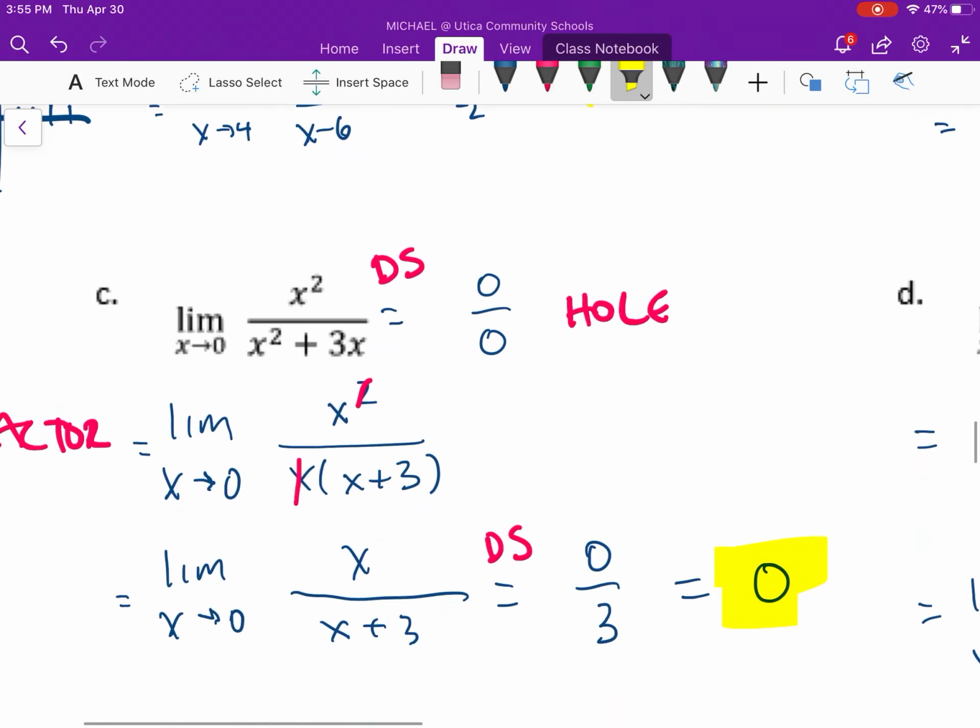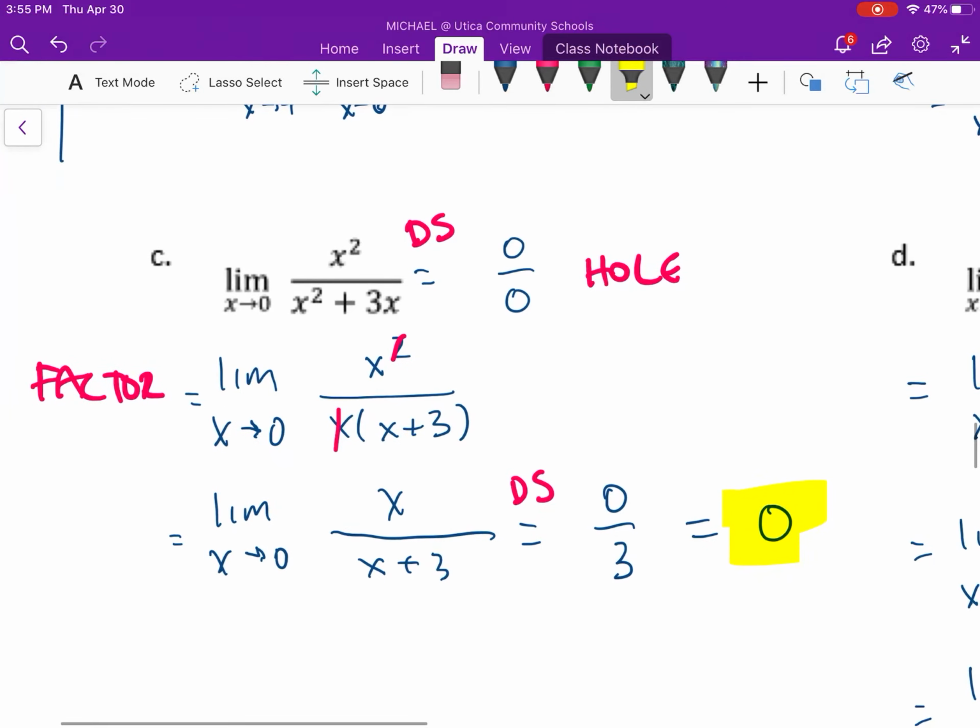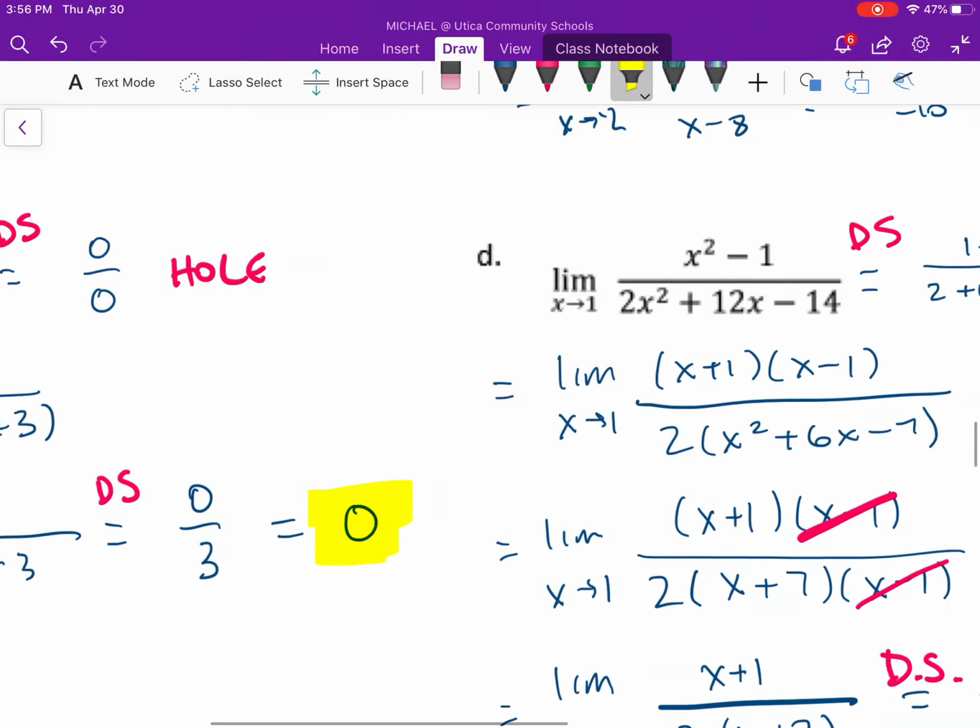All right, I'm assuming you guys have finished working on those examples. Here's example C, same idea. When you plug in a 0, you get 0 divided by 0, which is obviously a hole. So you factor, and you end up with x over x plus 3. Try direct substitution, and you get 0 divided by 3. Now, a lot of people make the mistake here of thinking that that's still not an answer, but 0 divided by 3 or 0 divided by any number is still 0. So my limit is 0.